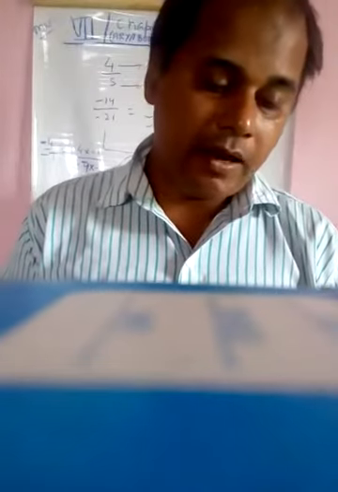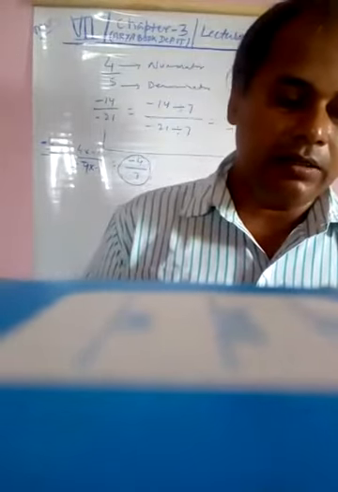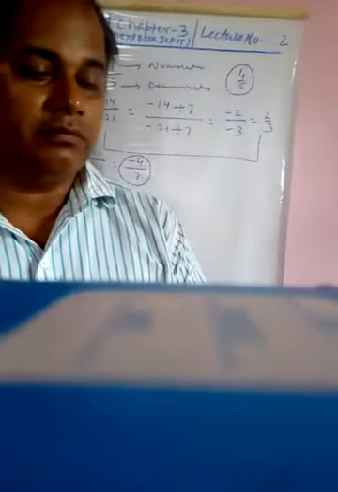Now, standard form of a rational number, very important topic. Listen properly. A rational number p by q is said to be in the standard form if q is positive and p and q have no common divisor other than 1. That is, the HCF of p and q is 1.